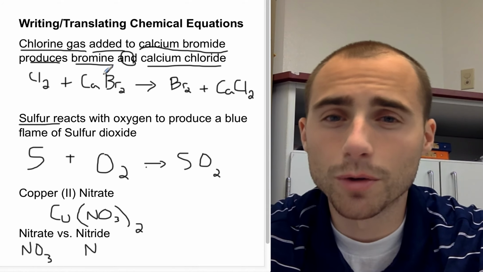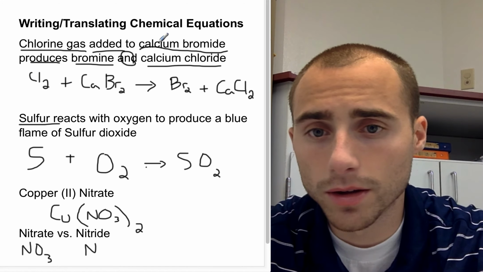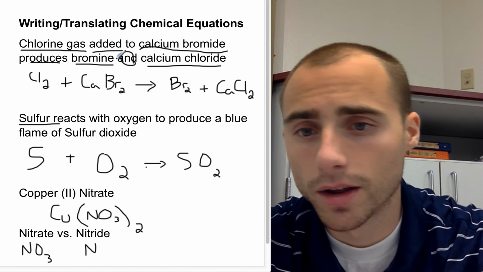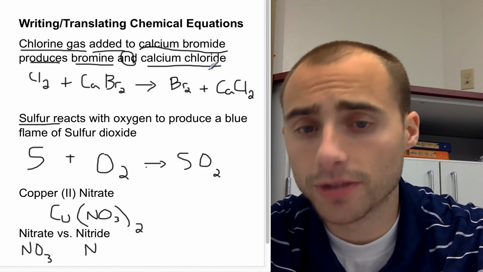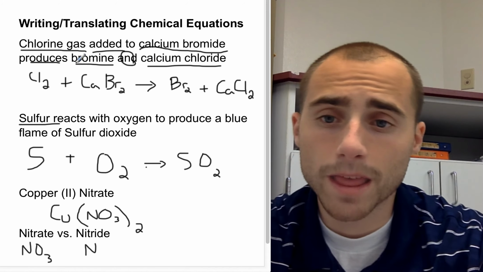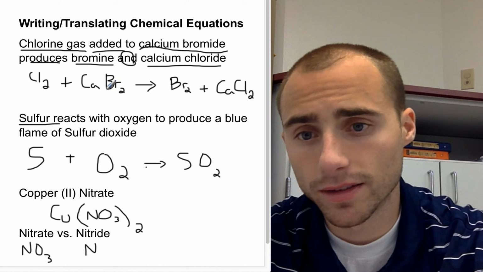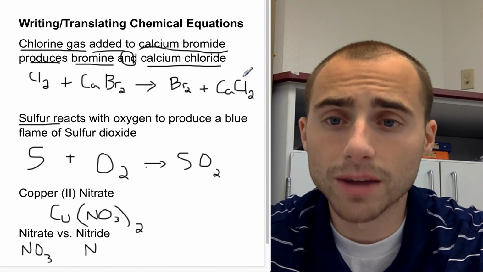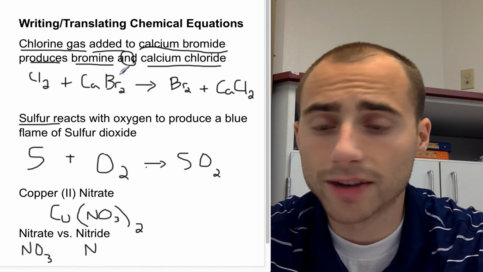You see how every word correlates to a symbol? Chlorine gas, boom. Added, boom. Calcium bromide, boom. Produces, arrow. Bromine, Br2, and plus sign, calcium chloride, CaCl2. So you could also go back from that. Cl2 is chlorine gas, plus is added. CaBr2 is calcium bromide, and you can see how that works. So that's a really good example right there of translating this written chemical equation into actual formulas.